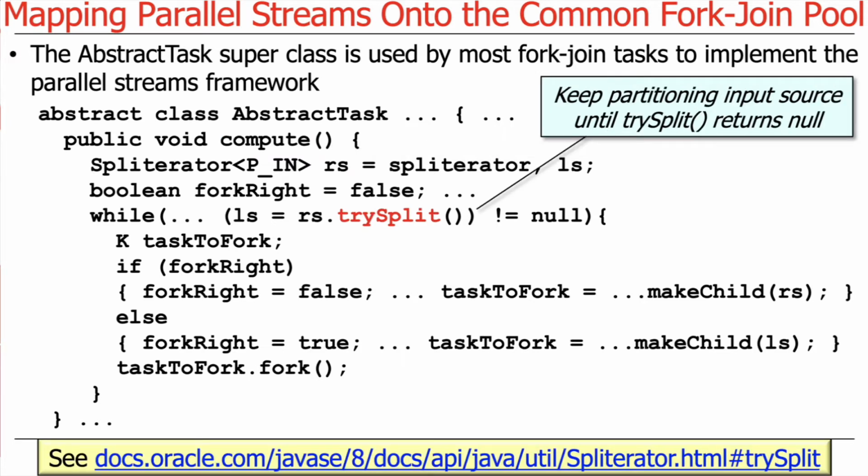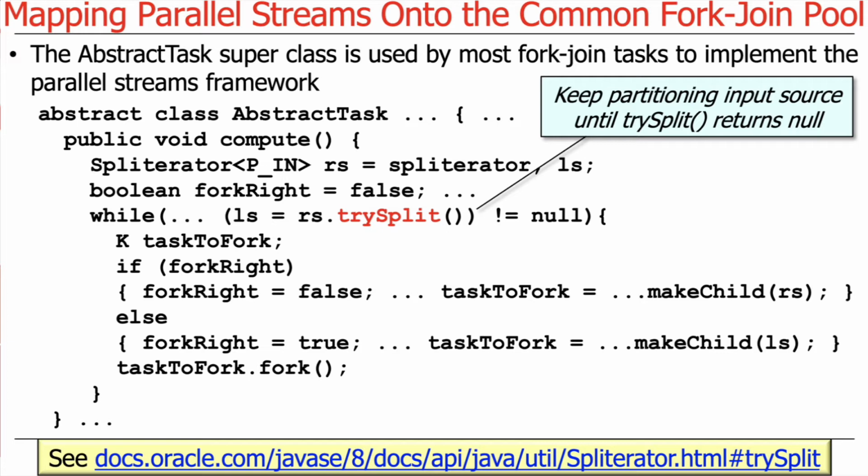And what it does, as you can see here, is it basically has this splitterator called RS, which is right side. And then we have another splitterator called LS. You can probably figure out what that is. That's left side. Remember, when you split something, you get a left side and a right side. And it goes into a while loop, basically taking the original source of the input, which is the original splitterator for the whole data source. And it keeps calling trySplit until trySplit returns null. So if you remember when we talked about trySplit, I told you how trySplit worked. If it got to a point where it didn't want to do any more splitting, it returned null.